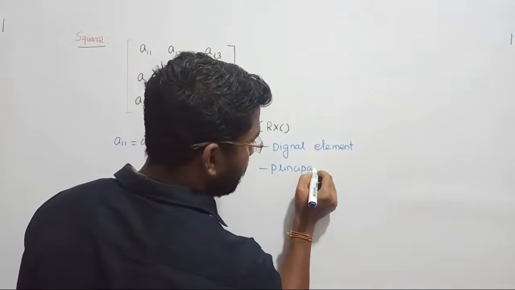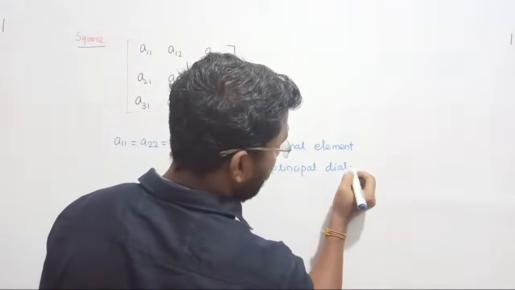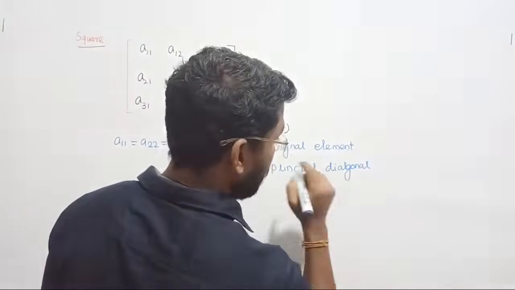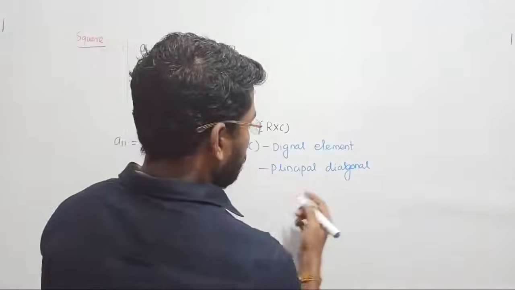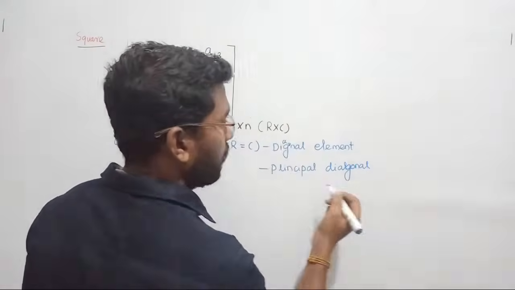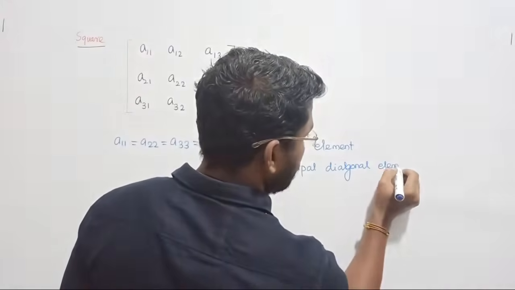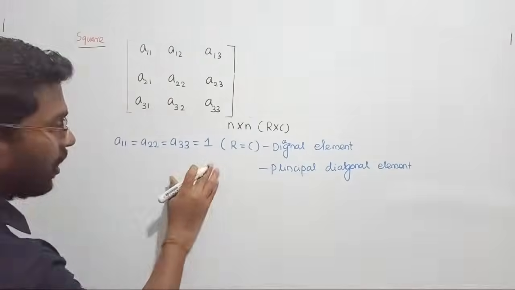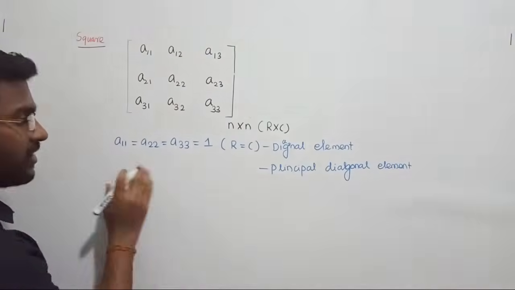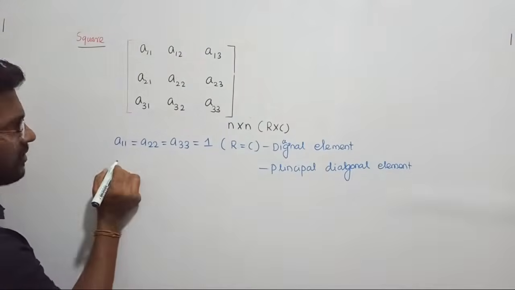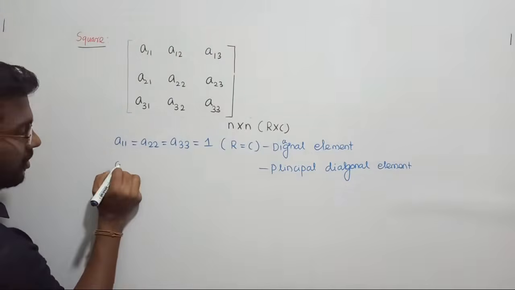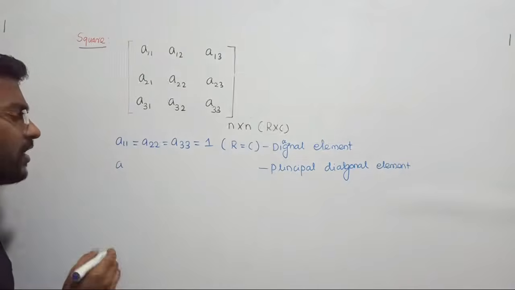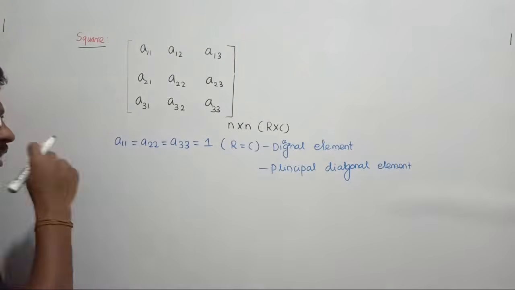It's also called a principal diagonal element, right? That is how we write principal diagonal elements. If all of these are equal, I am assuming the rest of all the elements are going to be 0. Did you notice one more thing? Let me write this in another way.